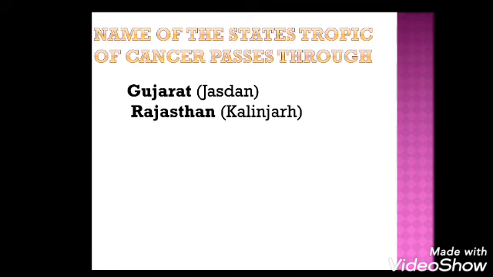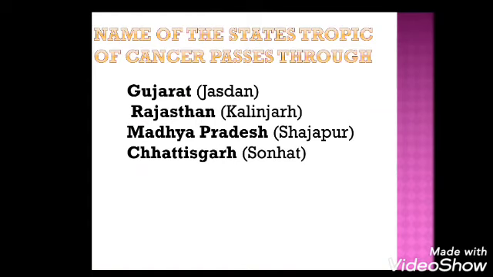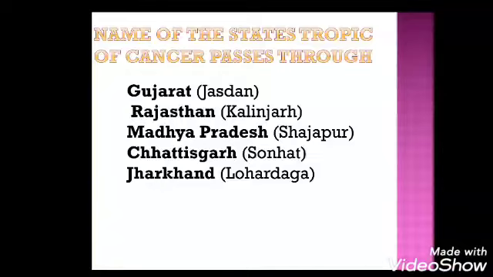Now, the names of the states through which the Tropic of Cancer passes. It passes through Gujarat. In Rajasthan, it passes through Kalinjar. In Madhya Pradesh, it passes through Shahjahanpur. In Chhattisgarh, it passes through Sonhat. In Jharkhand, it passes through Lohardaga.